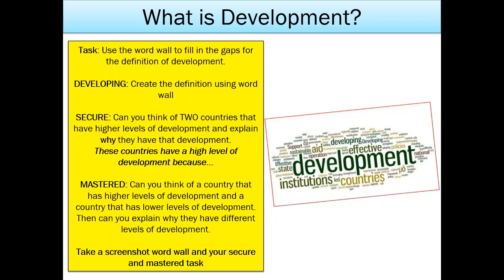So: this country has a high level of development because... Okay, for mastered, you're going to move on. Can you think of a country with a high level of development and a country with a low level of development? And then I want you to explain why their levels of development are different. Once you've done this, I want you to take a screenshot of your WordWall and your mastered and secure tasks, ready to upload to ClassCharts.